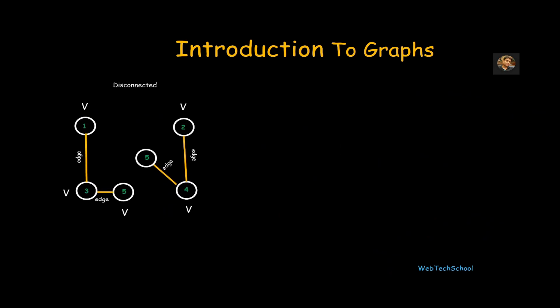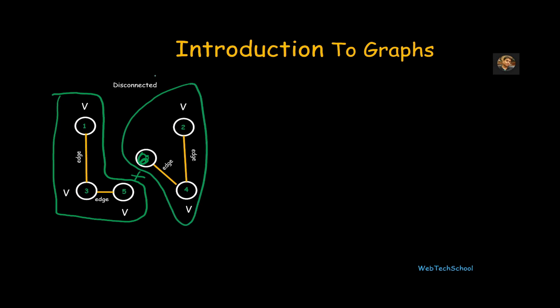Next type of graph is a disconnected graph. A graph is said to be disconnected if between any two vertices there is no edge present. In this example, let's say this is vertex 6. So between vertex 5 and vertex 6 there is no edge present. So this is an example of a disconnected graph. In a disconnected graph, we can have separate components like this. So this is one component and this is also another component.